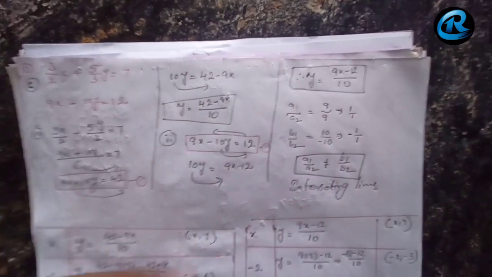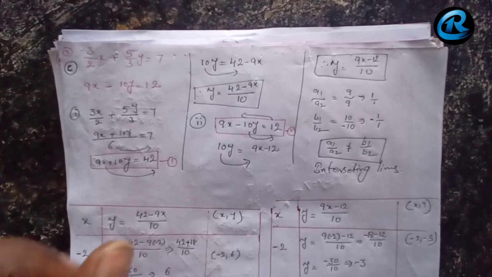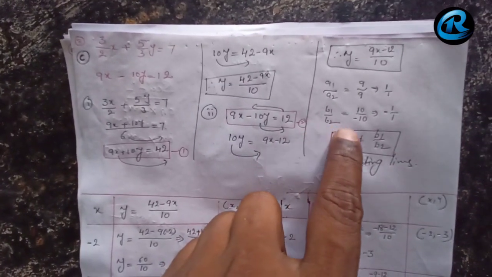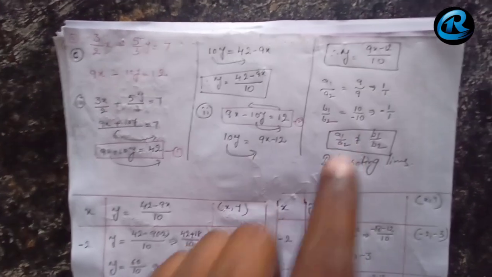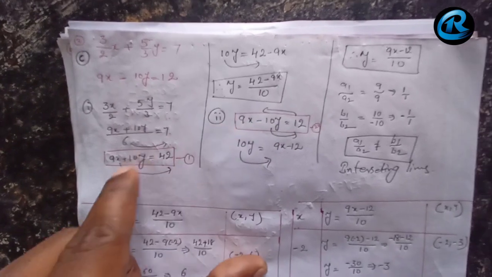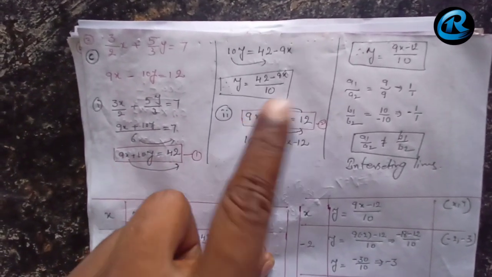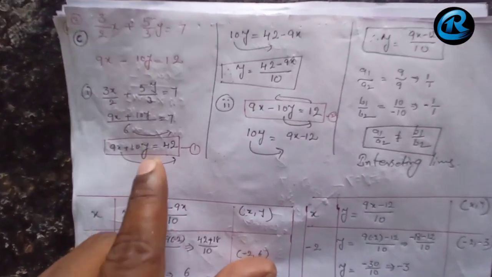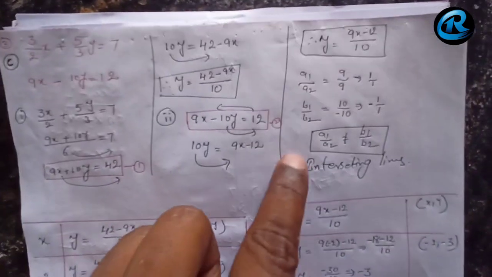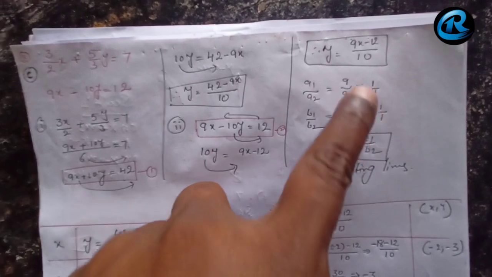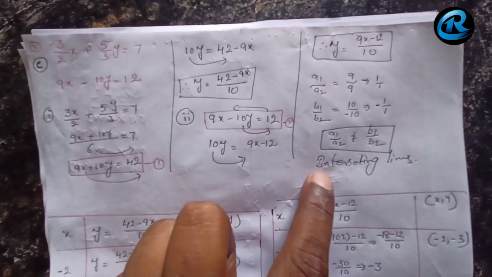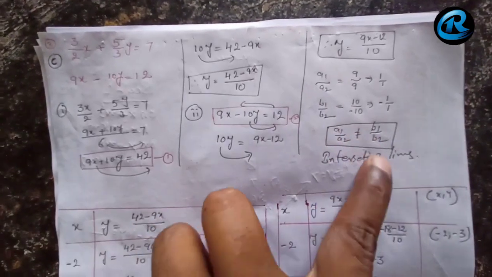Now see, a1 by a2 is equal to 9 by 9, that equals 1 by 1. b1 by b2 is equal to 10 by minus 10. Here 10 and here minus 10. The a1 by a2, 9 by 9, equals 1 by 1. b1 by b2, 10 by minus 10, equals minus 1 by 1. 1 by 1 and minus 1 by 1, so these are intersecting lines. a1 by a2 is not equal to b1 by b2.